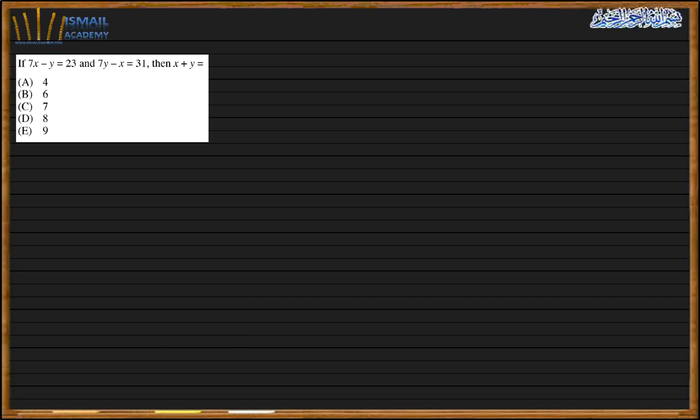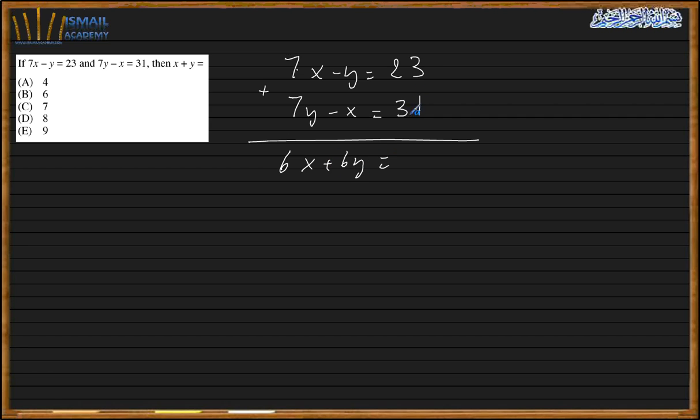Next question. So this is another question similar to the previous one. 7x minus y equal 23, and we have 7y minus x equal 31. So I need to know x plus y. So what I'm going to do here, I'm going to add. So 7x minus x is 6x, 7y minus y is 6y, and if I add those two it's 54. So if I divide by 6 here, I get x plus y equals 9. Again, you see I don't need to find the value for x or y, but I know the sum is 9.